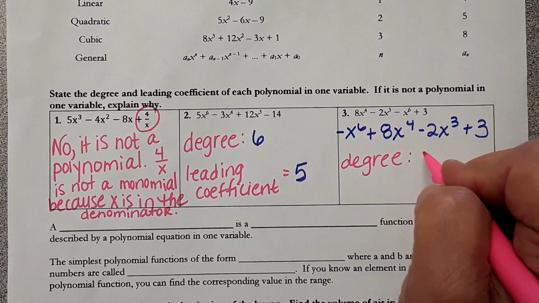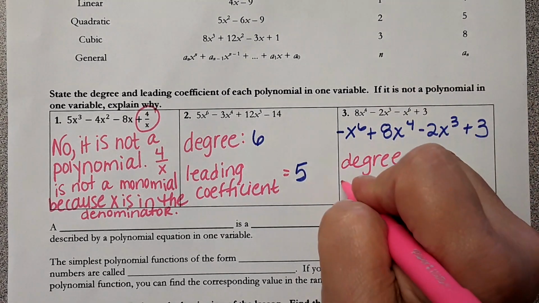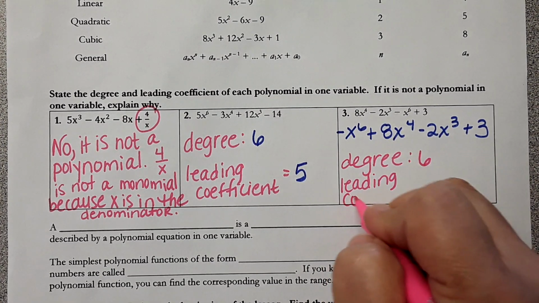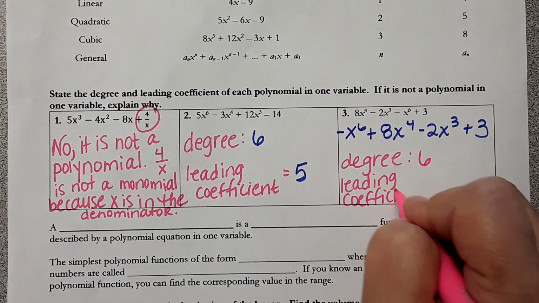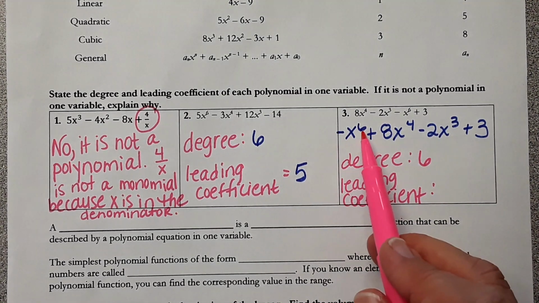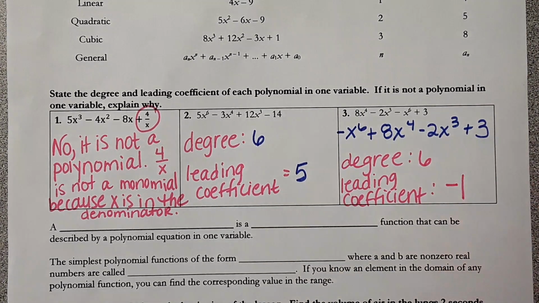Six is the largest exponent, so that is my degree. And then what is the leading coefficient? The leading coefficient is indeed in front of the largest exponent, and it's a negative 1, so that is our leading coefficient.